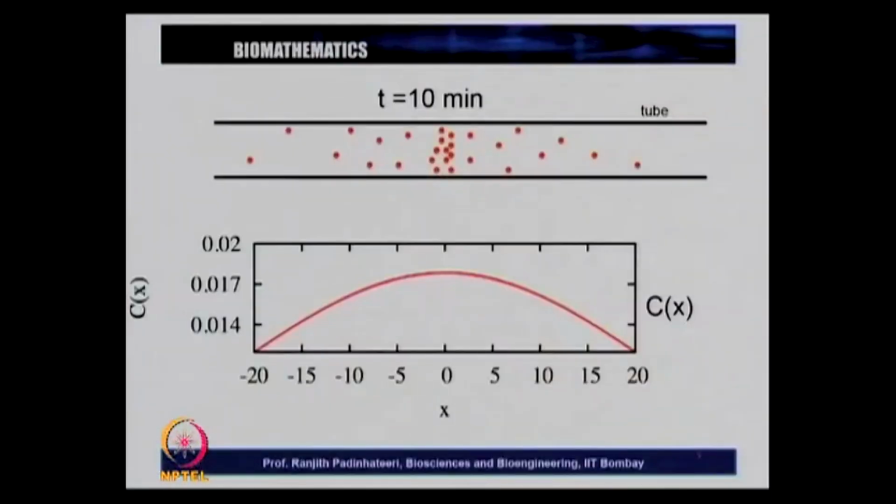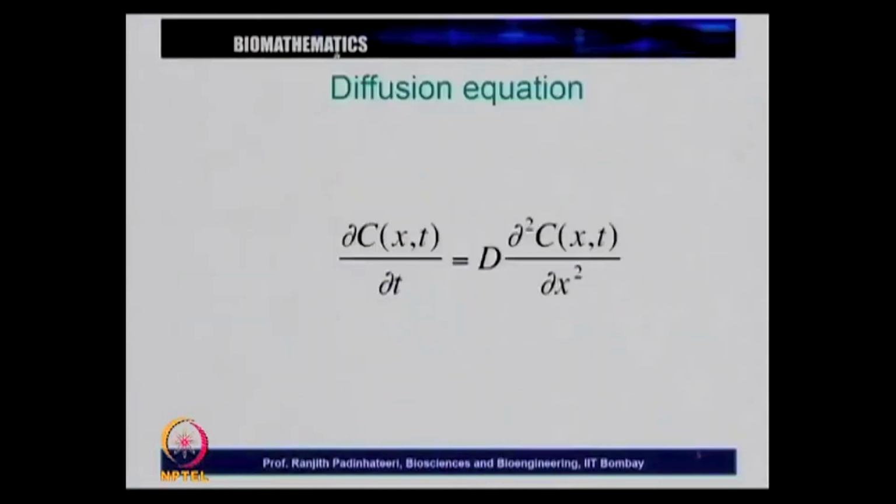So, what is the diffusion equation? The diffusion equation is the equation that we described last time: del C by del t at any point x and at any time t is equal to D del square C by del x square.